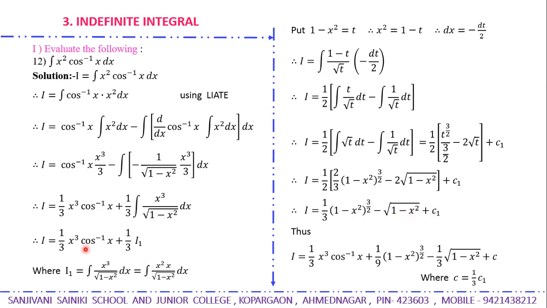We will put this value in this integral. So I is equal to 1 upon 3 x cube cos inverse of x plus, now this 1 upon 3, we will multiply this 1 upon 3 to whatever integral we got: 1 upon 9 (1 minus x square) raised to 3 by 2 minus 1 upon 3 root of 1 minus x square plus c, where c is 1 upon 3 times c1, because we are multiplying this equation by 1 upon 3. So this is the integral of the given function.